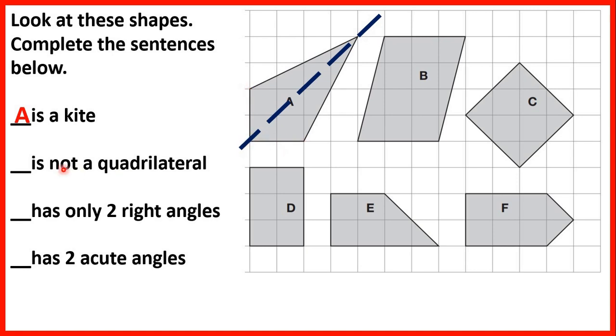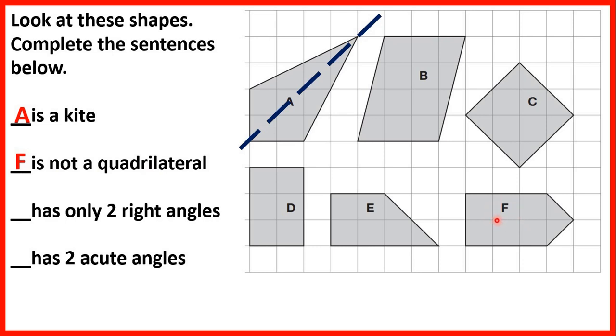Now we need to find which shape is not a quadrilateral. A quadrilateral is a 4-sided shape because quad means 4. But if we look at our pentagon, if we look at shape F, we can see that it's a pentagon because it has 5 sides. So shape F is not a quadrilateral because it's a pentagon.